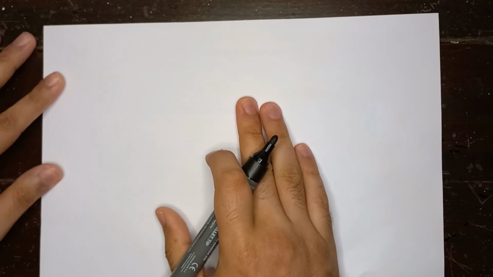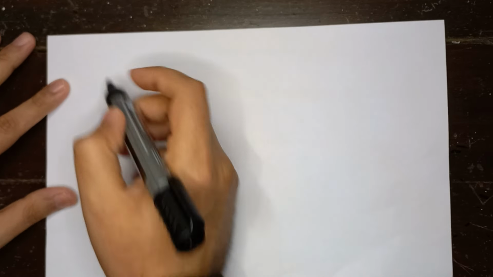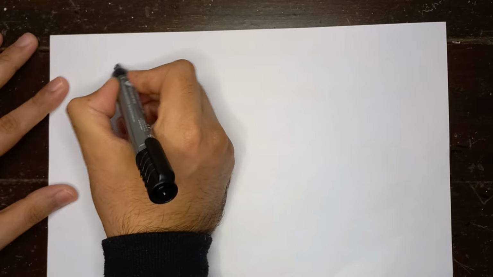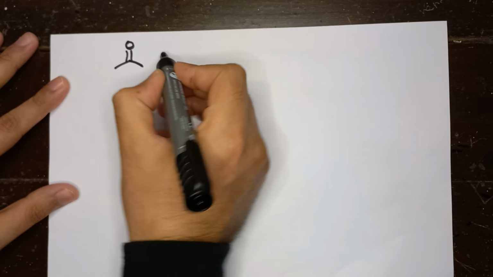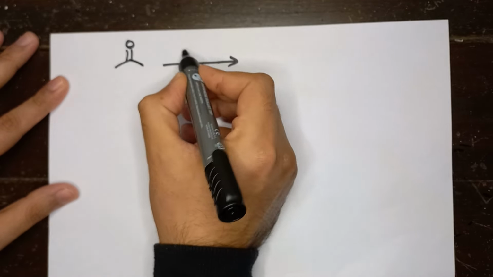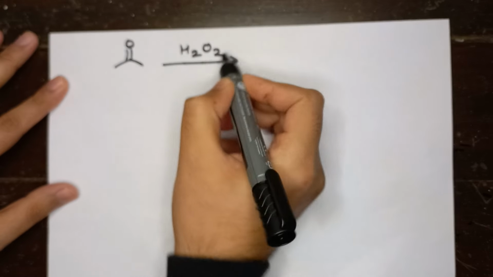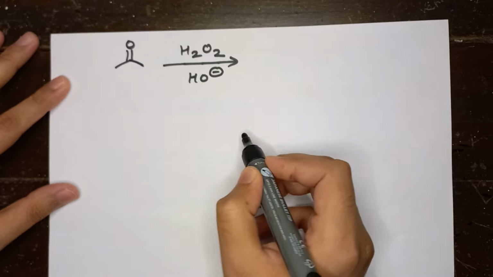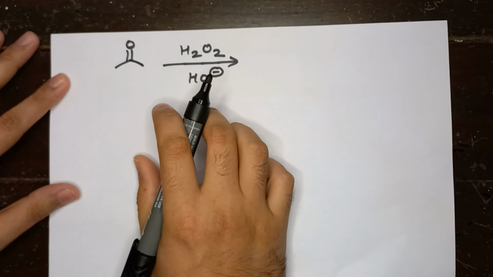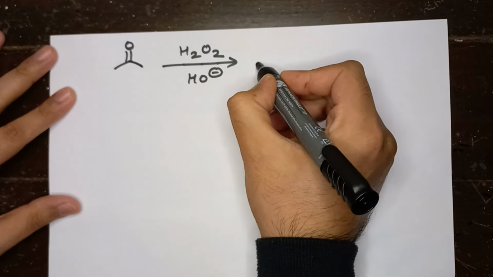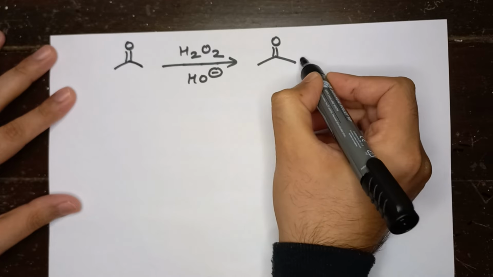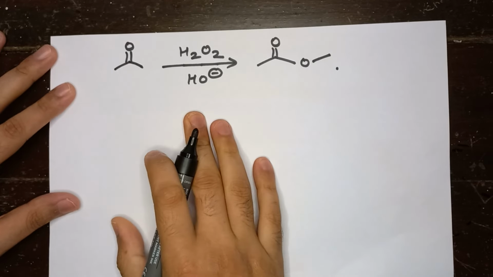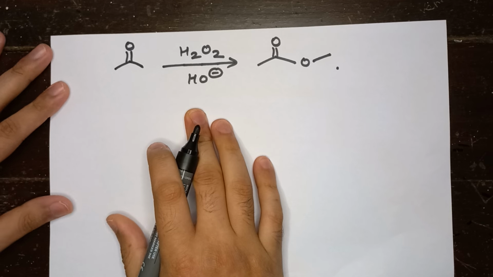Okay, now let's do the same reaction under basic condition. So we have a ketone as acetone. We are using hydrogen peroxide under basic condition, HO minus, so we have hydroxide ion as our base, and the product we are getting is an ester. Feel free to pause the video and try the mechanism for this reaction.